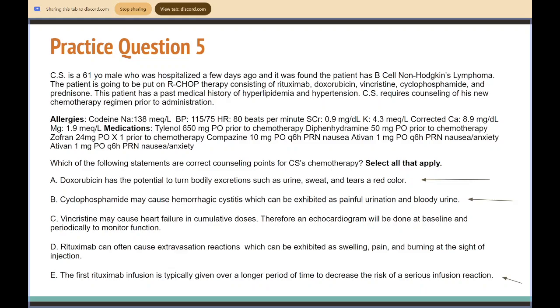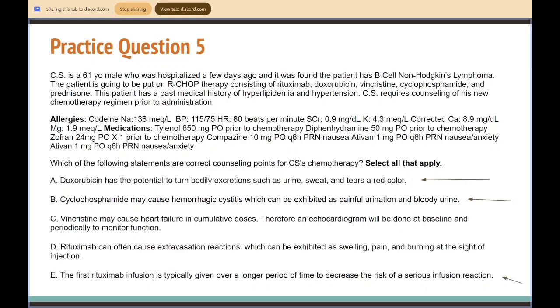So B is correct. Now C is incorrect because vincristine does not cause cardiomyopathy. That's going to be doxorubicin. Cumulative doses of 550 mg per meter squared and higher have the highest risk. So for doxo, we would do an echo. Vincristine has neuromuscular side effects such as peripheral neuropathy, and it should never be given intrathecally as this can be fatal or at the minimum cause painful ascending paralysis. Remember, any intrathecal injections have to be preservative free. They will have PF on the label, preservative free.